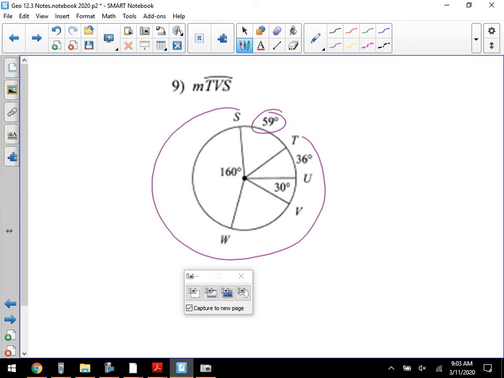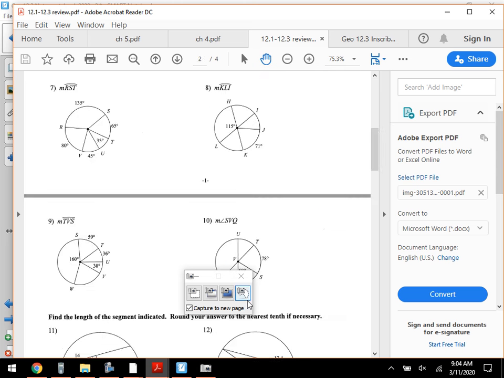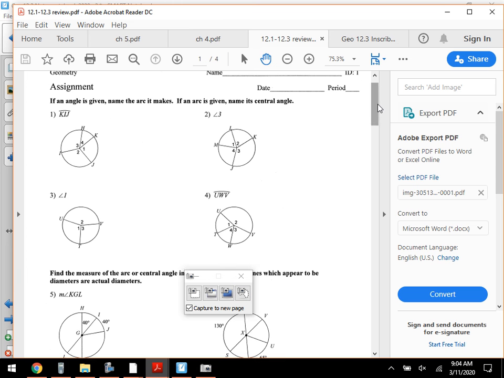Those first 4 that are on here, I just threw those on so you remember, because it's been a while since we did central angles with arcs. For example, number 4 says, if an angle is given, name the arc; if an arc is given, name its central angle. So number 4 gives us arc UWV.